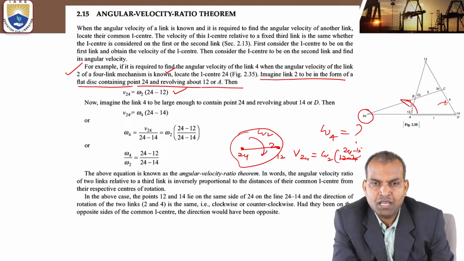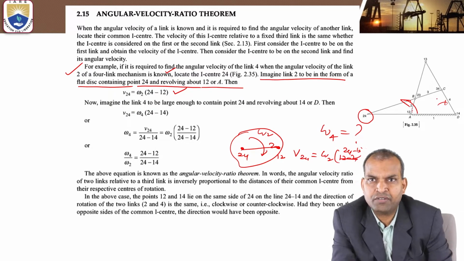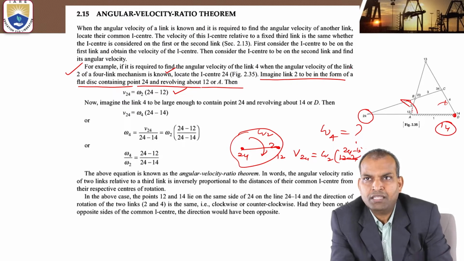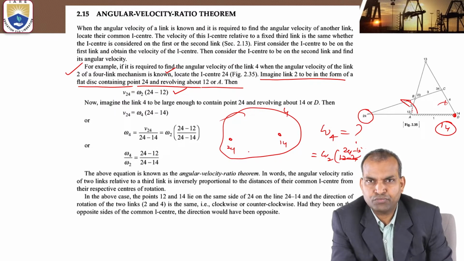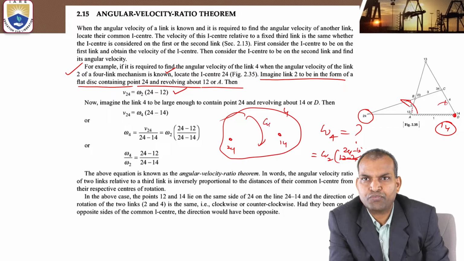Similarly, imagine link 4 to be large enough to contain point I24 and revolving about I14. This is link 4 revolving about the I14 point, and it is the I24 to I14 distance. But what is the angular velocity? Omega 4. Now what is the linear velocity? V24 equals omega 4 times the distance from I24 to I14.